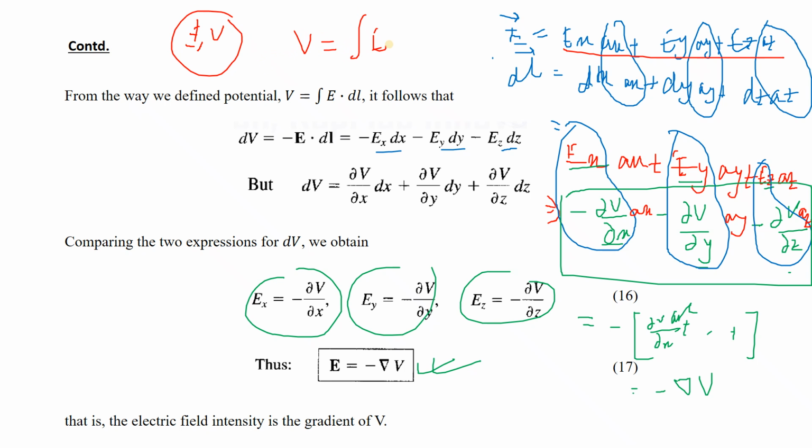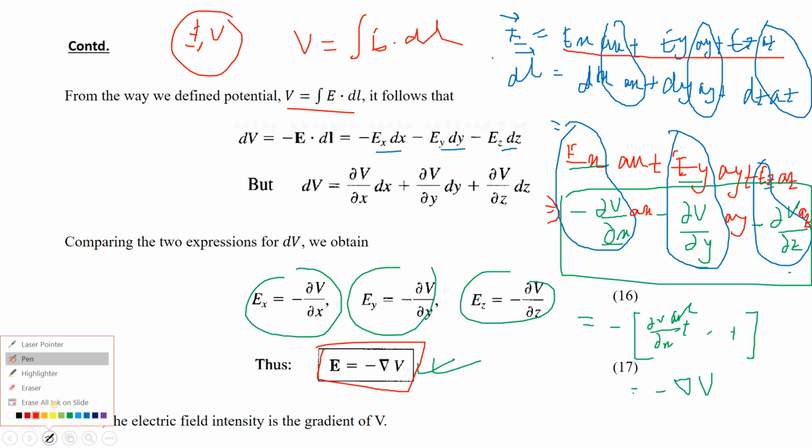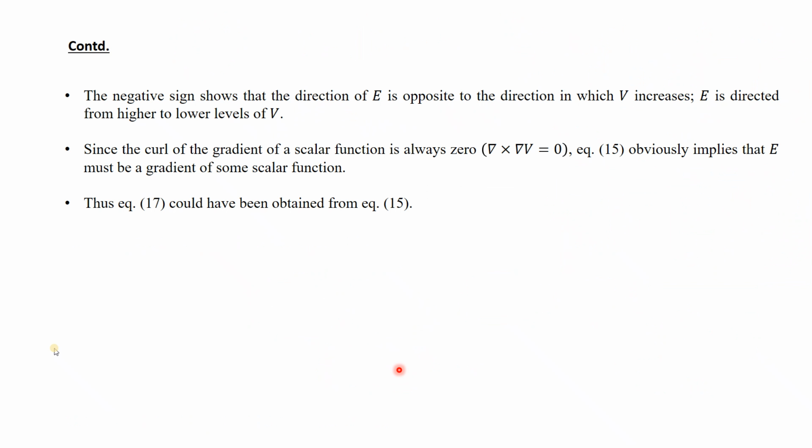V in integral form is equal to this, and in derivative form it is equal to this. That means there are two relations between E and V, in integral form and derivative form. In integral form we are finding V from E: E is a vector, and the dot product with dl, a line integral, converts the vector into a scalar. Here we want to find E from V, so this is the relationship between E and V in both terms.